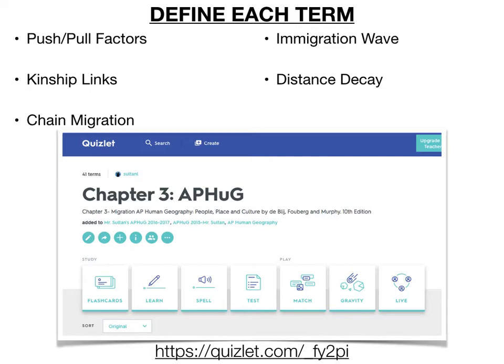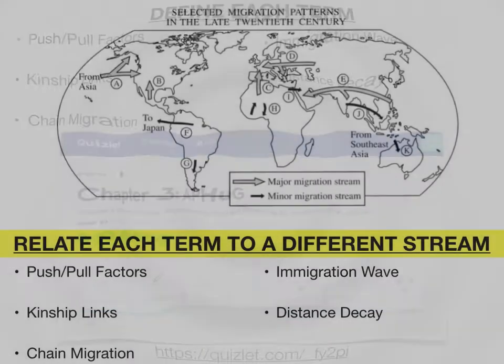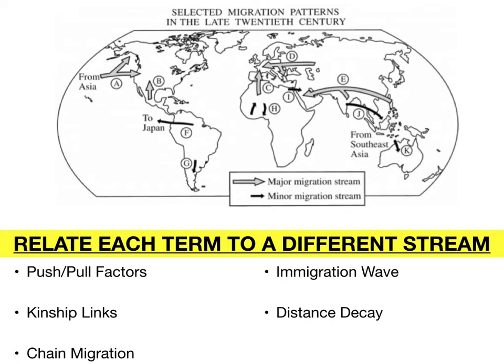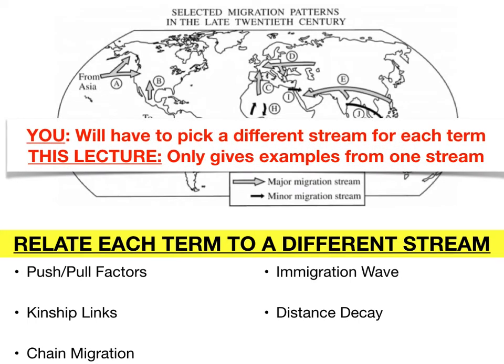Okay, so part A of the question will be to define each term. Part B of the question is going to be to relate each term to a different stream on the map. So what that means is for each term you have to pick a different stream. That could be a total of 5 different streams, and you have to identify each stream. For this lecture, however, I'm only going to provide examples for one of the streams. So to clarify, this lecture only deals with one stream, but on the actual exam, you're going to have to identify multiple streams, and you're going to have to use a different stream to illustrate each concept.